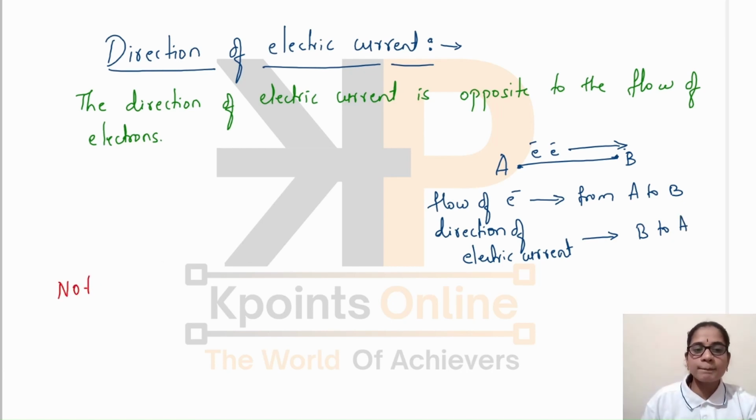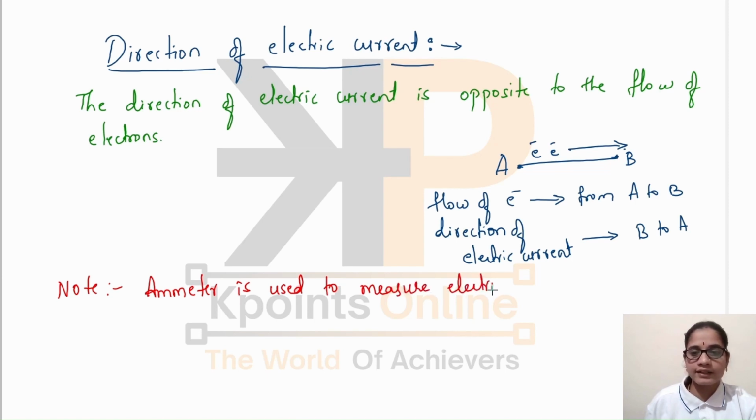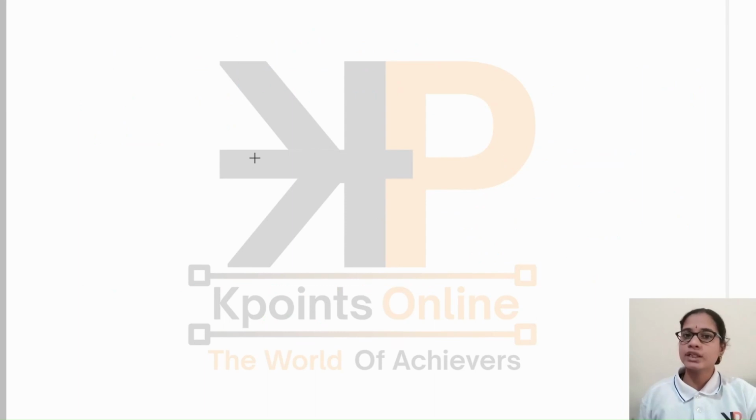Then how do we measure the amount of current flowing through a circuit? It is by the device called an ammeter. Ammeter is used to measure electric current. And it is given by the symbol, with a positive terminal and a negative terminal. You have to note here two points about the electric current. Note number 1.